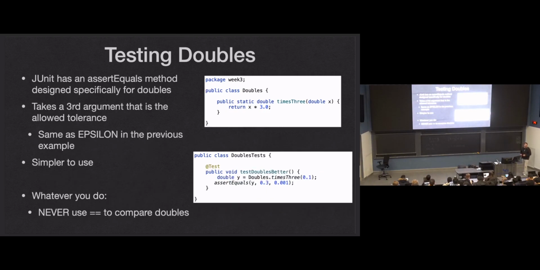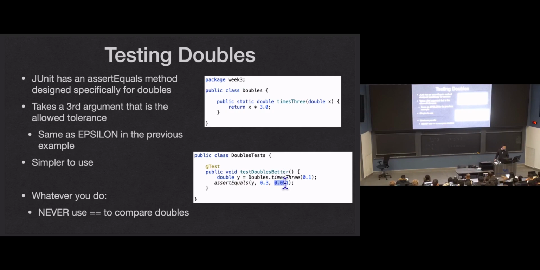Or just use assertEquals. If you don't want to mess around with any of that and set up your helper method like that, just use assertEquals. When you give assertEquals just two doubles, it's going to yell at you. It's going to say, what are you doing trying to get me to check if two doubles are equal to each other? That's not going to work well for you.